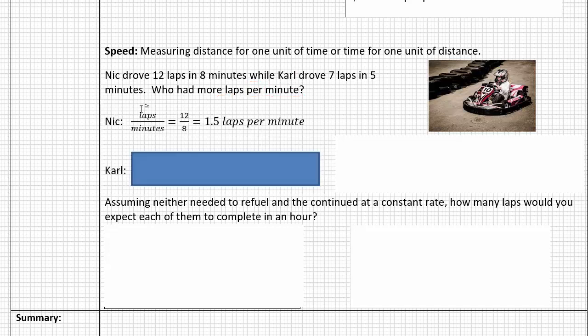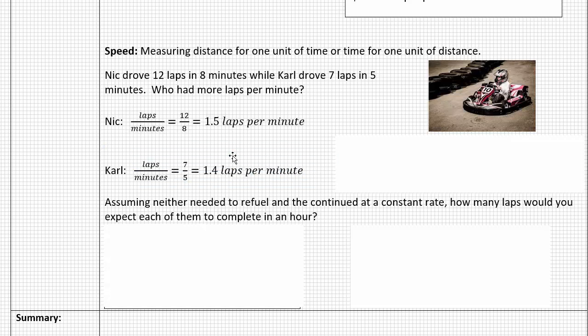For Nick, I calculated, as I mentioned, laps over minutes, laps per minute, due to the way it was set up. Since he was 12 laps in 8 minutes, I set that ratio up and divided it out, and got that Nick was doing 1.5 laps per minute. So that is his unit rate, since we're talking about how many laps he did in 1 minute. How about Carl?